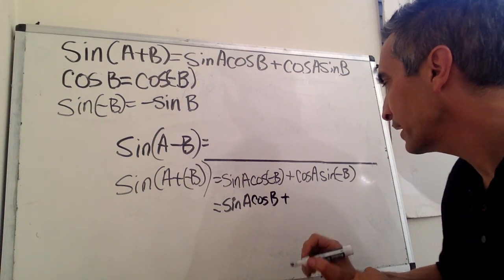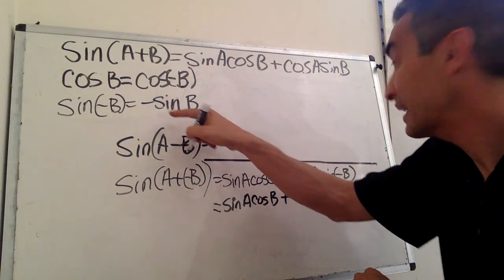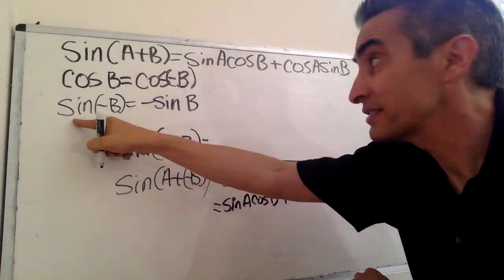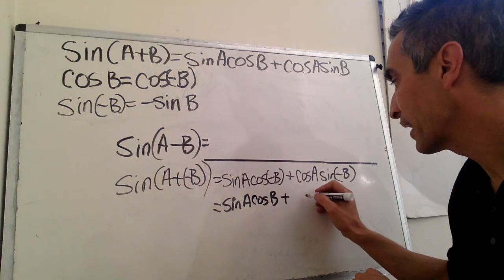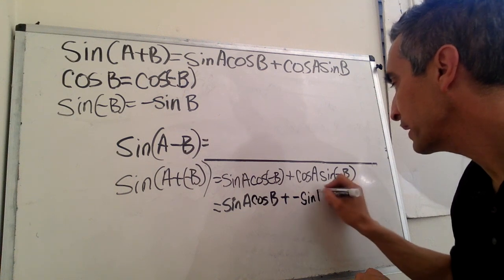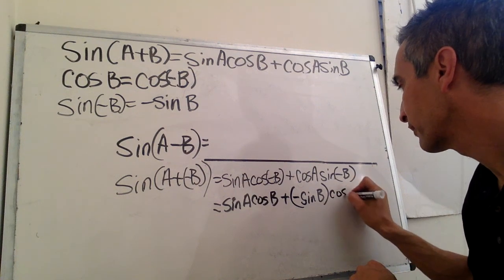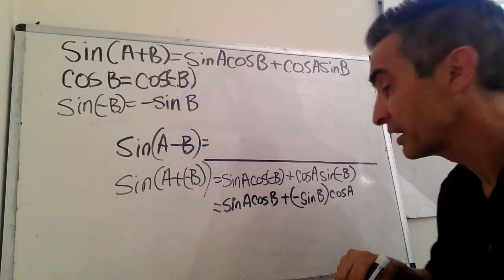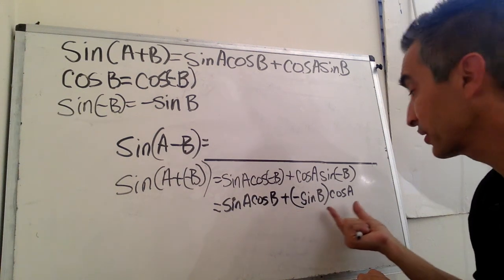Plus, then we have this sine of negative b. Oh, but wait a minute. Sine of negative b right there tells us that that is equal to the negative sine of b. So we write down negative sine of b times the cosine of a, because that doesn't change. Now, what happens when we multiply the negative sine of b times the cosine of a?